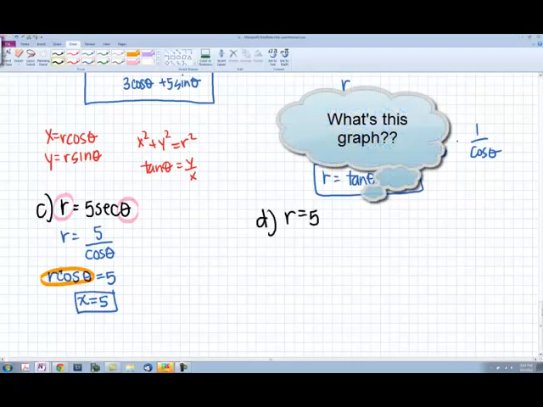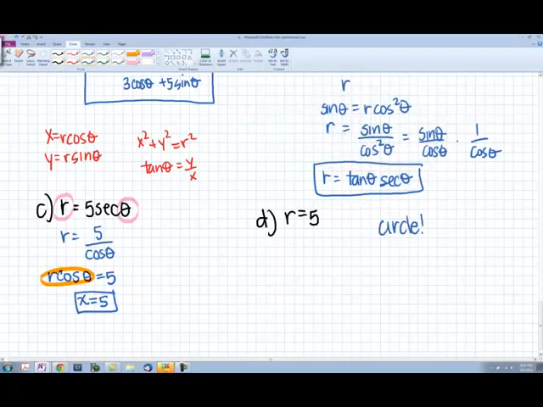r equals 5. This should be a circle. And circles have equations x squared plus y squared equals r squared, and what is our radius? 5. So that makes it 25.